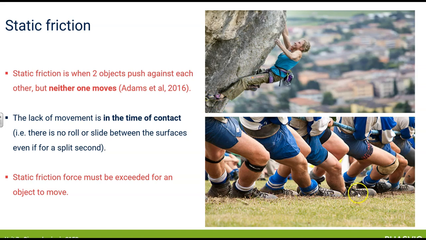In this tug of war, if we assume that there's no movement of this team, they have static friction between their footwear and the grass. So even if it's a split second, for example, hitting a ball with a hockey stick or a tennis racket, or even putting your foot on the ground when you're running, those milliseconds, there is static friction. The contact surfaces are not sliding or rolling. Therefore, even for the tiniest moment, that is considered static friction.